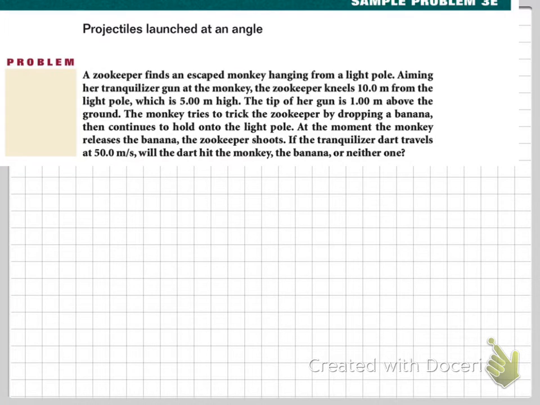So this is the sample problem for 3E, and this is the angled launch projectile, and it sounds completely insane. The zookeeper finds an escaped monkey hanging from a light pole. Aiming her tranquilizer gun at the monkey, the zookeeper kneels 10 meters from the light pole, which is 5 meters high. The tip of her gun is 1 meter above the ground. The tricky little monkey tries to trick the zookeeper by dropping a banana just before she fires her dart. If the tranquilizer dart travels at 50 meters per second, will it hit the monkey, the banana, or neither?